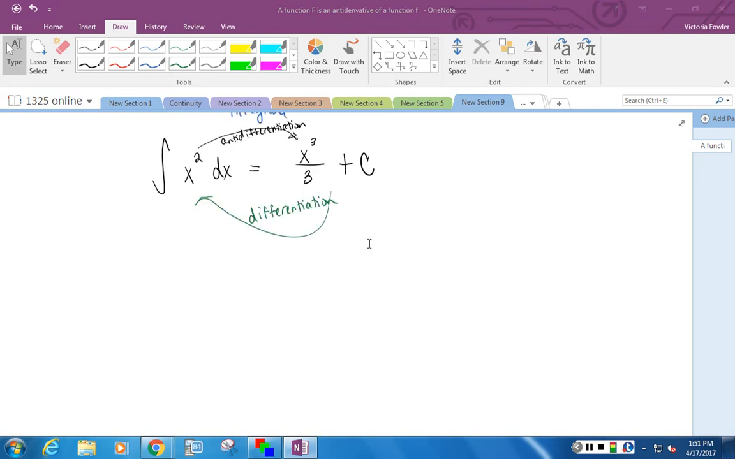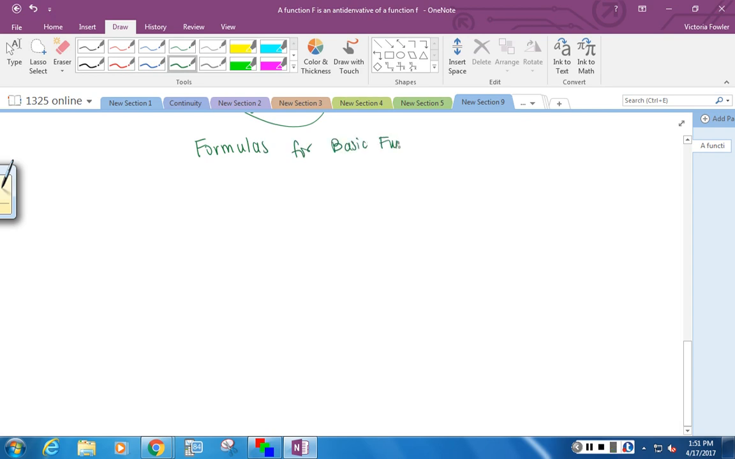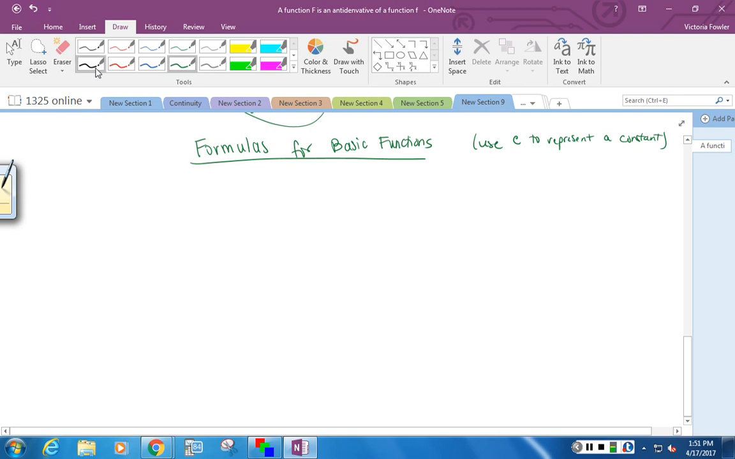Okay, pretty much for the most part of the semester we've been talking about finding derivatives, and we had a set of rules, and if we could use those rules or manipulate something in a way that we could use the rules, that's what we would do to find the derivative. So likewise, we are now going to have formulas for basic functions, is what I'll call them, but this time we're talking about anti-differentiation. So formulas for basic functions. Okay, we're going to use c to represent a constant, just as we spoke about before.